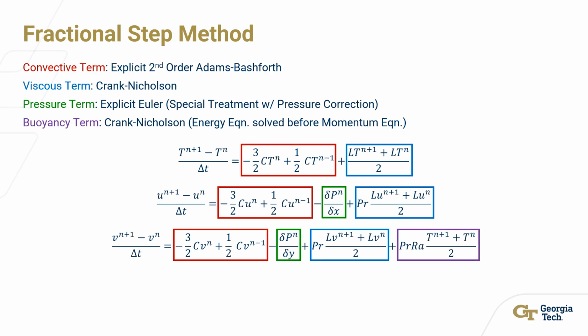With the fractional step method, we can use different discretizations in time for the different convective, viscous, pressure, and buoyancy terms. For convective, we use an explicit linear multi-step method, and then for the viscous terms, we use Crank-Nicolson, and of course pressure is treated a little bit specially with the pressure correction step. And the buoyancy term is actually done with Crank-Nicolson because we solve the energy equation before the momentum ones.